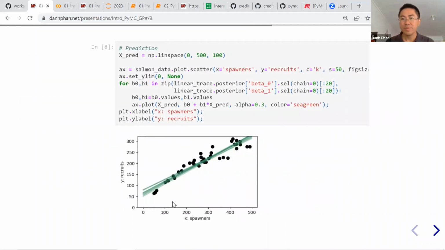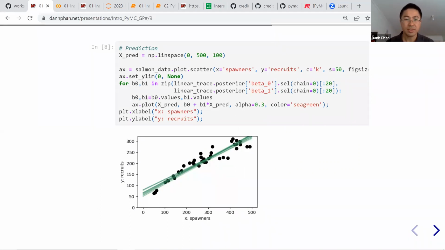So we can also do prediction as well, right? For that we can sample different values of the parameters, and then we calculate the lines to show the prediction of our linear regression model. So that is how we can do it in linear regression.